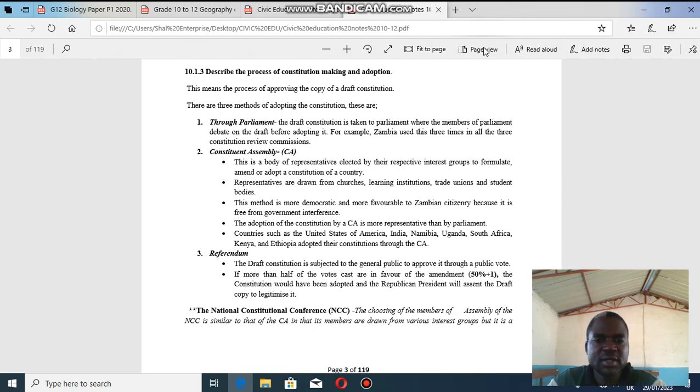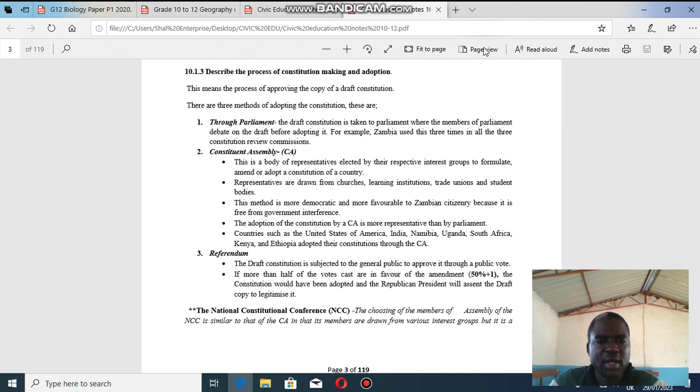So countries such as United States of America, India, Namibia, Uganda, South Africa, Kenya, Ethiopia adopted their constitutions through constituent assembly. In most cases, experience has shown that countries that adopt a constitution through this means, their constitution tends to stand the test of time, because the politicians have no much hand in manipulating the constitution making and adoption.